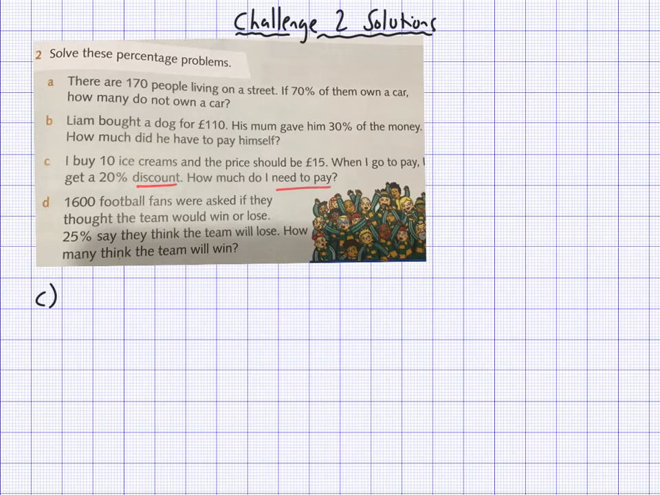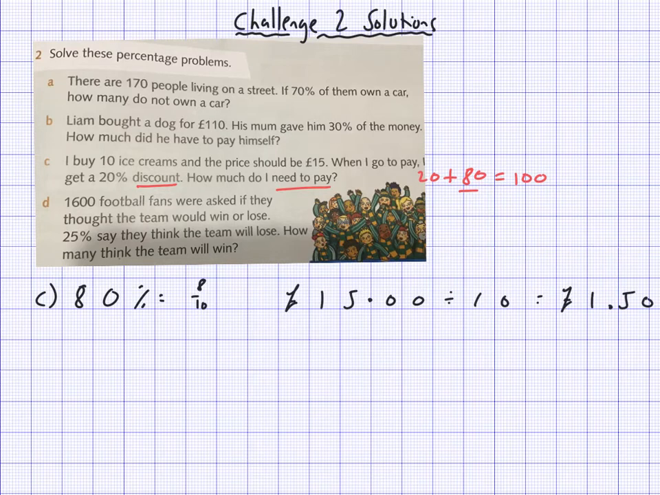Now, if he gets 20% off, that means he's paying 80%, because 20 and 80 make 100, and we're working out of 100, because percent means out of 100, as we know. So what I want to do really is find 80% of £15 to find out how much he needed to pay. 80% is equal to 8/10, so I'm going to start off by dividing by the bottom number. I'm going to divide £15 by 10. All the numbers shift down a house, and I've got £1.50. The number gets 10 times smaller, so the first part here is £1.50.